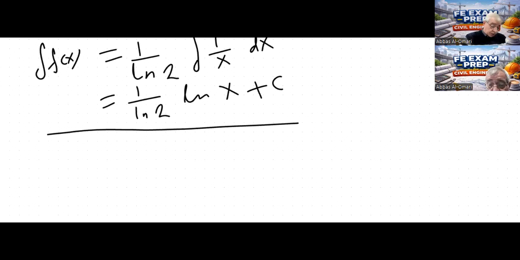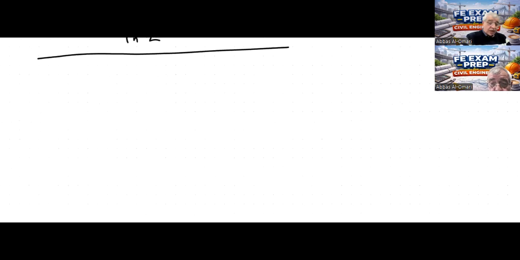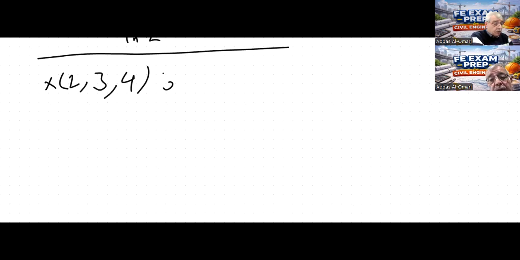So we move to the next question. We have two data sets, X and Y, and we want to find the covariance. We have X of 2, 3, and 4. This is one data set, and the other data set is Y of 5, 7, and 9. We want to determine the covariance for these two sets of data.